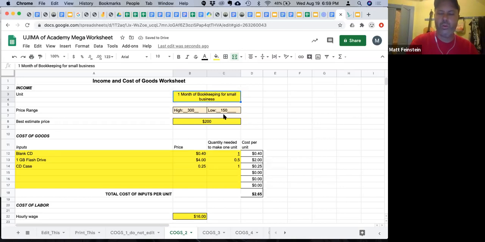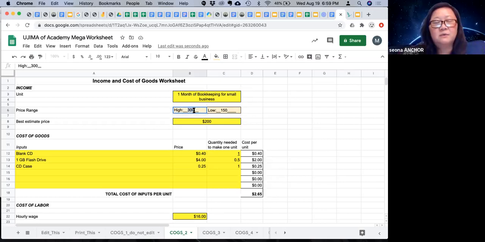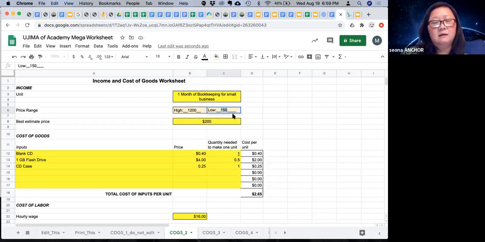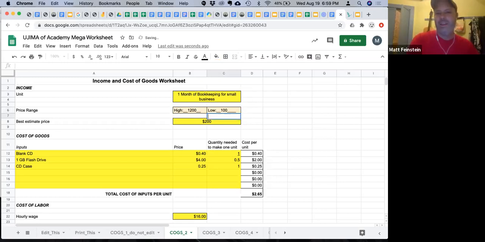Okay. What do the really expensive bookkeeping outfits charge for 1 month of bookkeeping for a small business, you'd say? Probably upwards to like $1,200 a month is my guess. Mm-hmm. And the really cheapo outfits, what would they charge? It could be as low as maybe 100. Varies a lot. Okay. And then, knowing your potential clients, where in that range do you think you would feel comfortable billing?